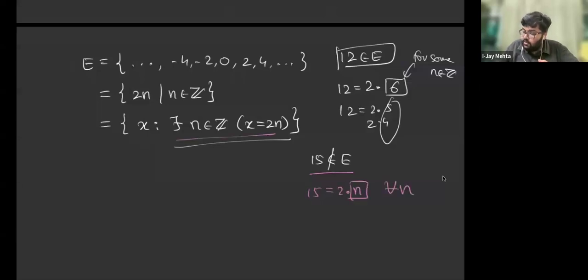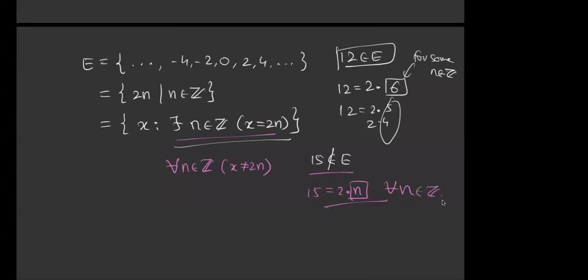So there's a negation. If this x satisfies this property, it's in the set. If it does not satisfy this property, that means what? Given any n in Z, I cannot write x equals 2n. You can take any n. This is not possible. And therefore, 15 I cannot write like this. So it's not in the set, given any n in Z. Is it clear now? Yes, sir. Thank you. Okay, good.